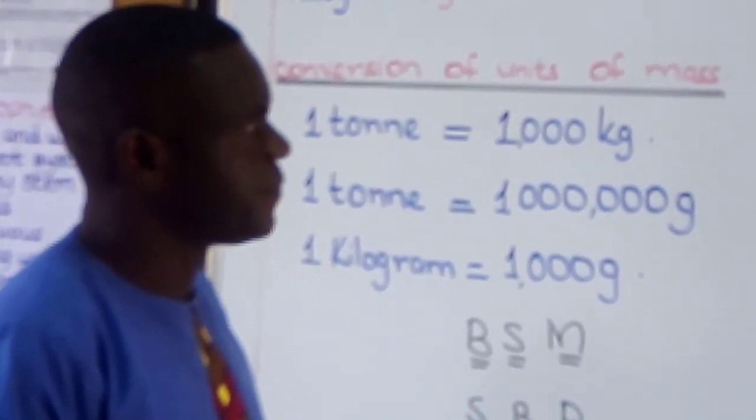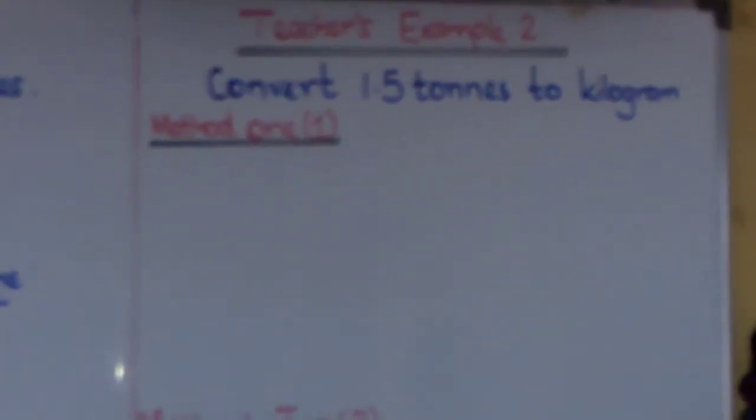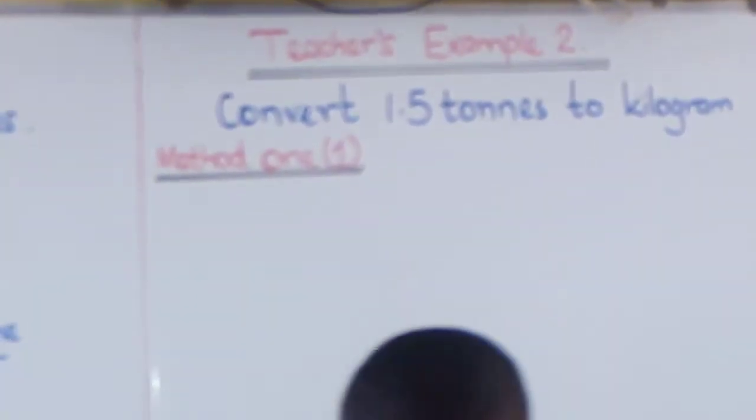Boys and girls, I hope you have understood. Can we go to example number 2? Teacher's example number 2 states, convert 1.5 tons to kilograms. 1.5 tons to kilograms. Boys and girls, method 1, we reason.